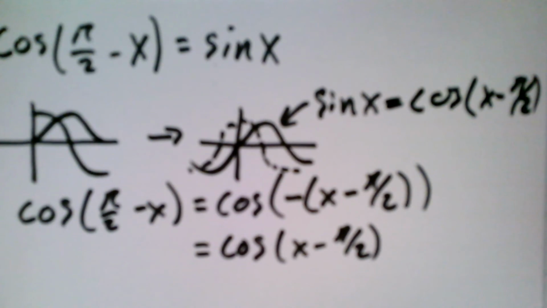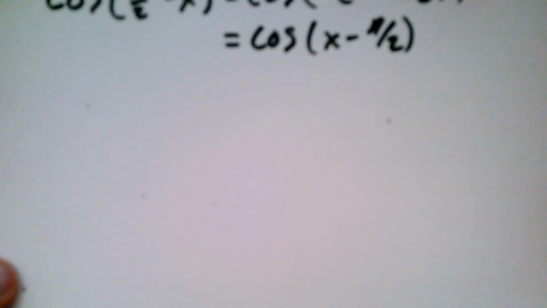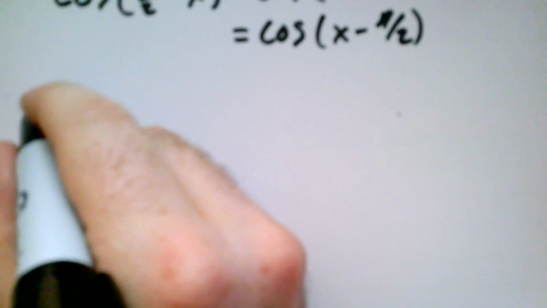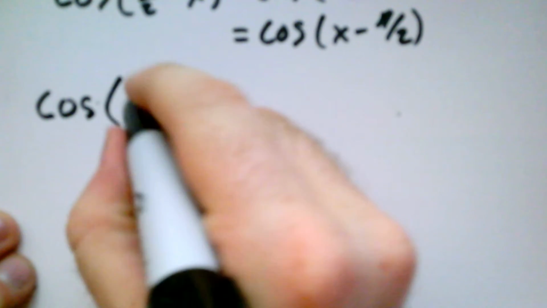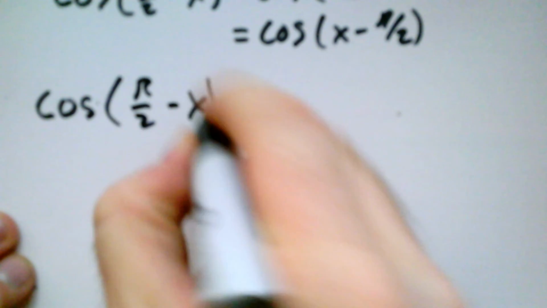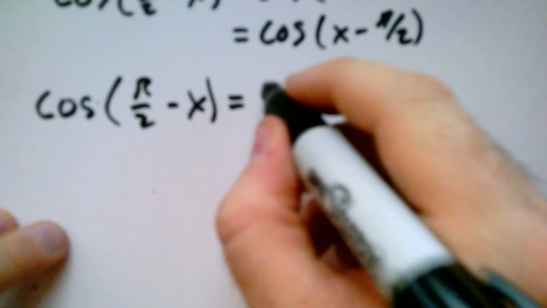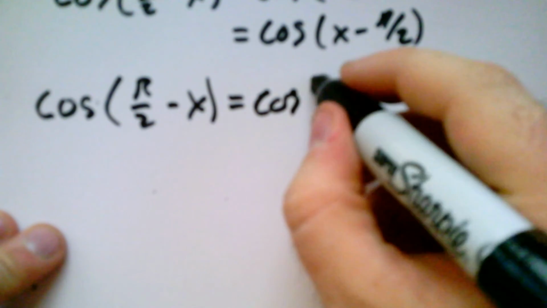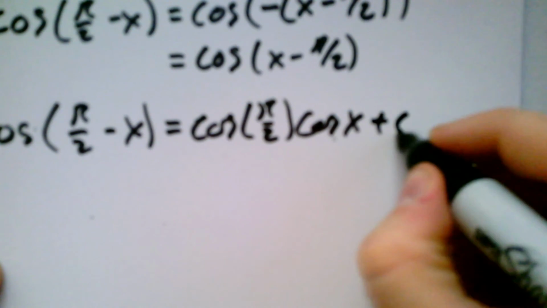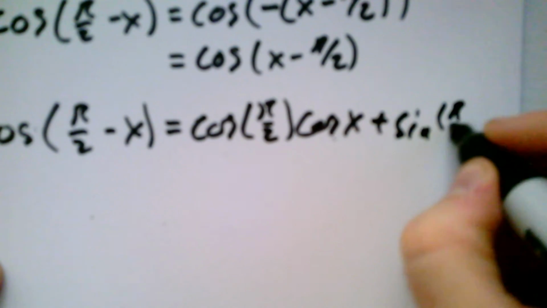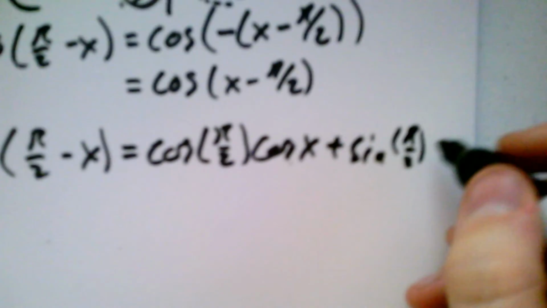But that is a way to look at what's going on graphically. So one way that we could prove this is if we're allowed to use the angle sum identity. We get cosine of pi over 2 minus x equals, well, cosine of pi over 2 times cosine of x plus sine of pi over 2 times sine of x.